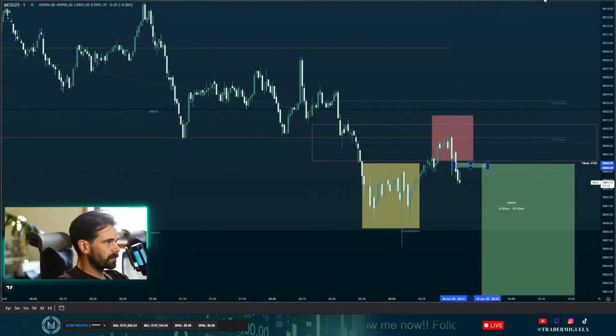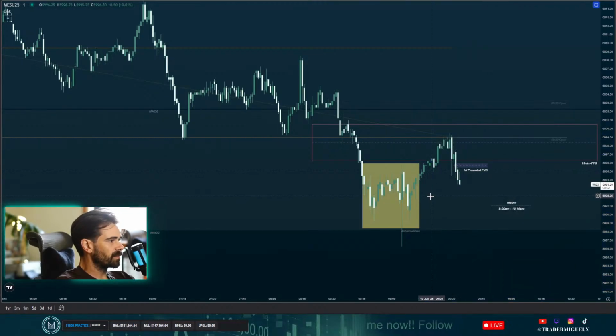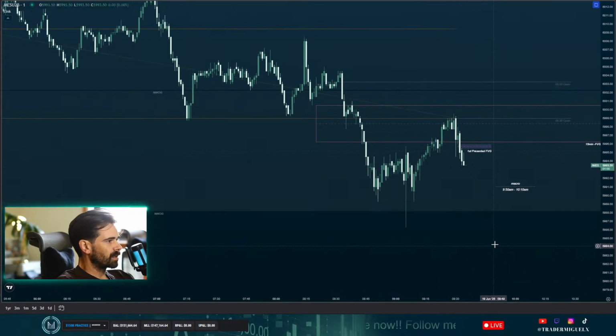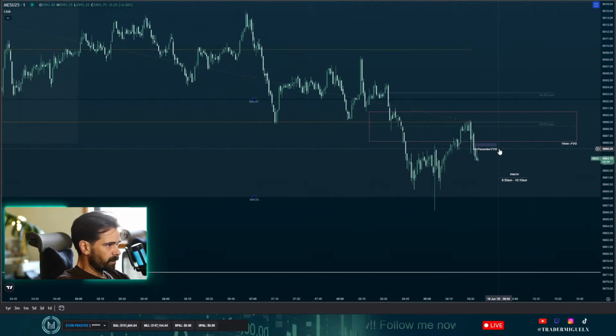This is the first presented fair value gap. And yeah, I will take this out here just to get a cleaner sight of what price is really doing. And yeah, that's the plan for today.